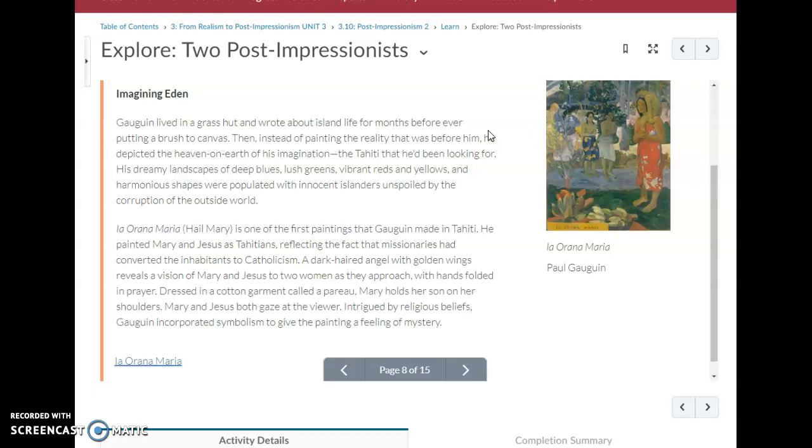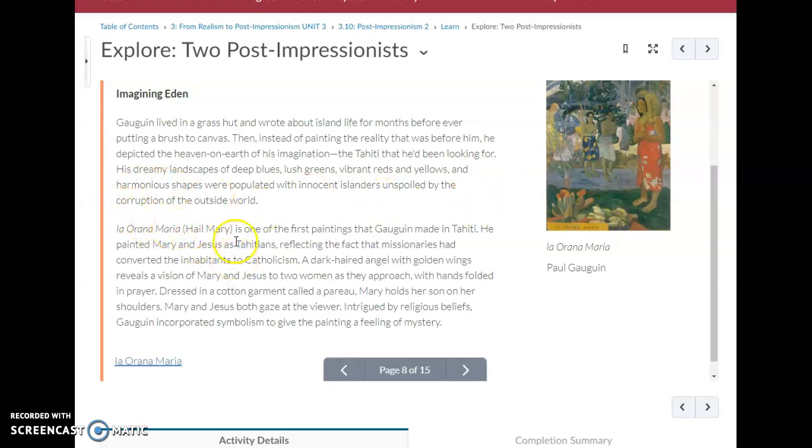He used deep blues, lush greens, bright reds and yellows, and harmonious shapes that were populated with innocent islanders unspoiled by the corruption of the outside world. So he's trying to show us these people living on this island outside of modern European society.